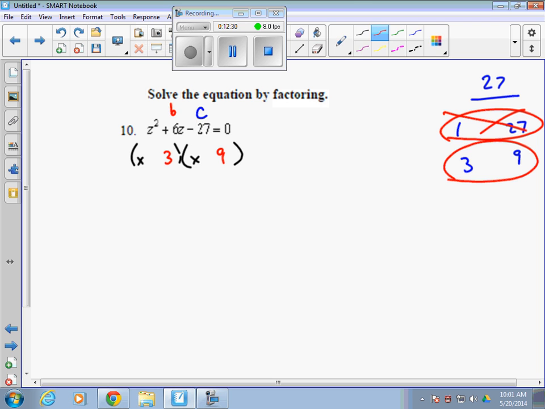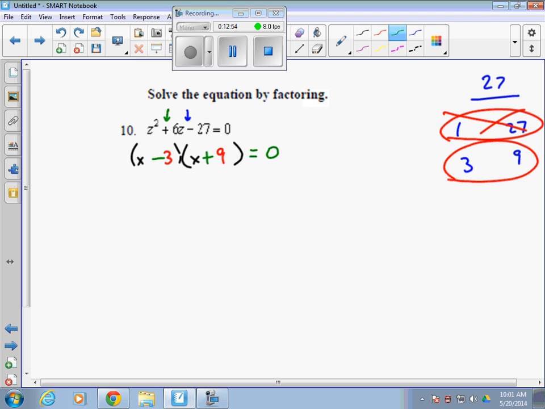Once you have the numbers, look at the sign in front of C. It says minus 27. All that tells you is that the signs will be different. If they're different, look at the sign in front of B. It says plus. That means the larger number, in this case 9 is larger than 3, is going to be that plus. They're different, so this one's minus. They're still both equal to 0.